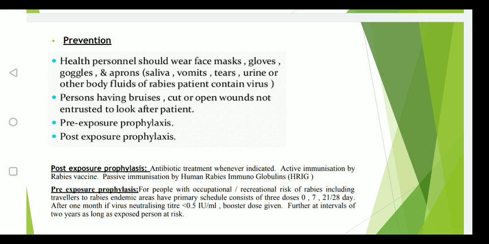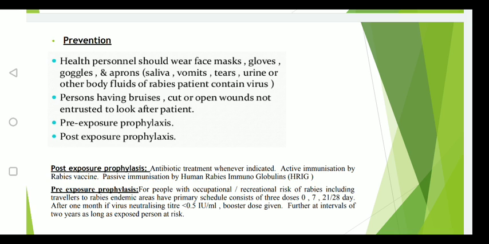So for that, health personnel should wear the face mask, then gloves, goggles and apron. Because we want to prevent infection from the infected person. If there is any wound in a particular area of our body, and their saliva touches or comes in contact with the open wound, we will also get the infection. So we wear mask, gloves, goggles and aprons in order to prevent spread from the contaminated, that is infected body, to the normal body.